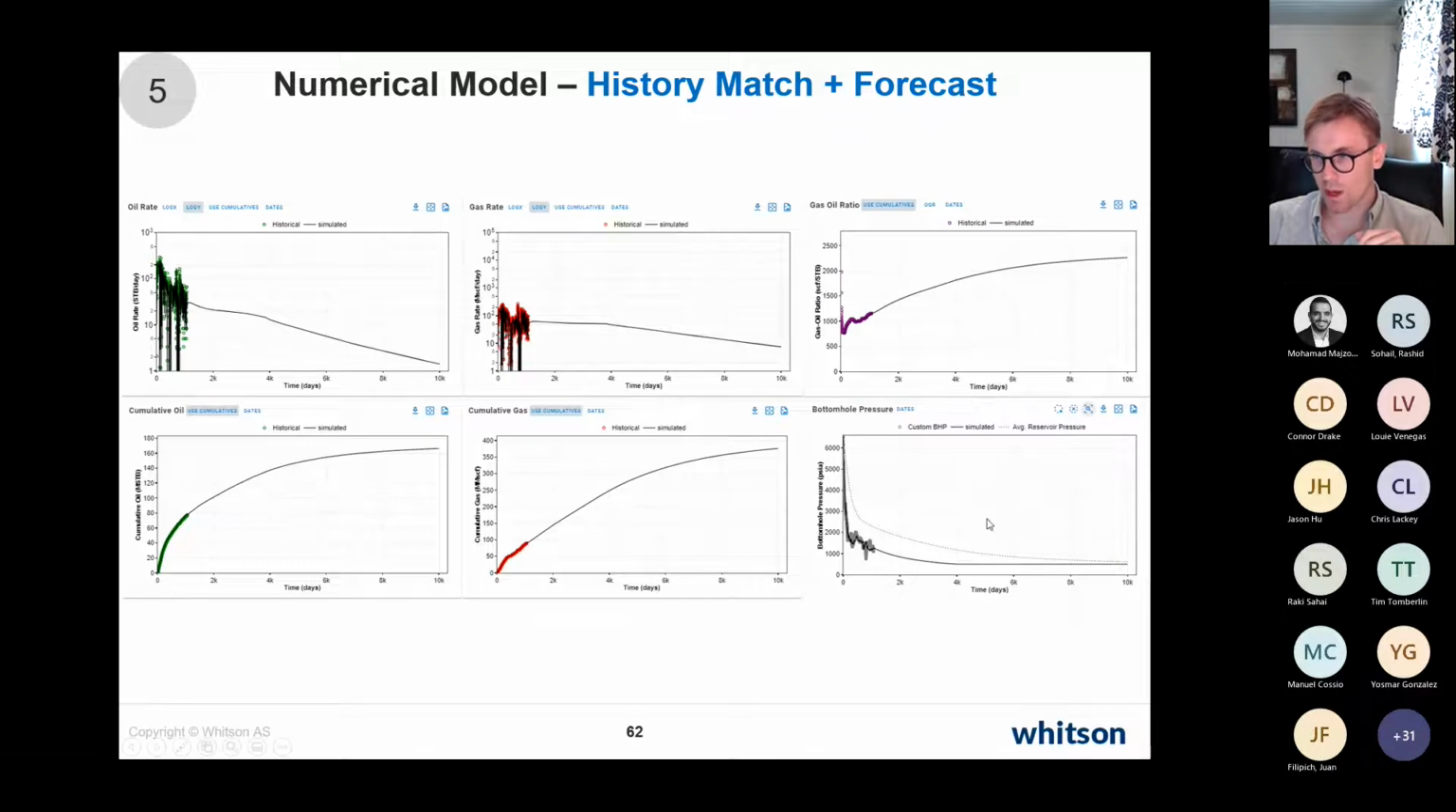In this case, we've then applied what we call a parametric decline here to the right. So this is just a history matching period plus the forecast.